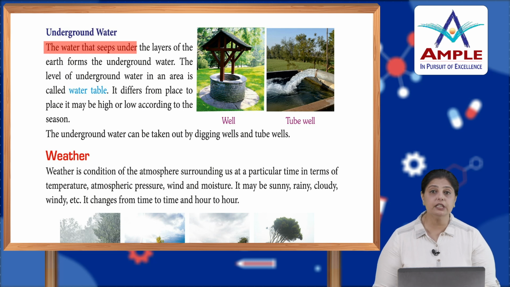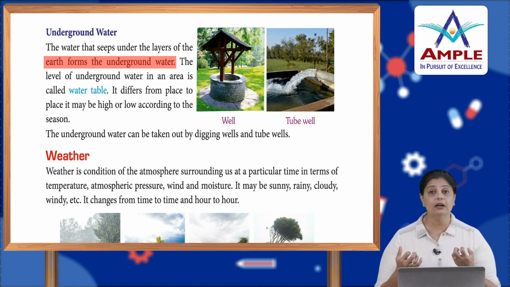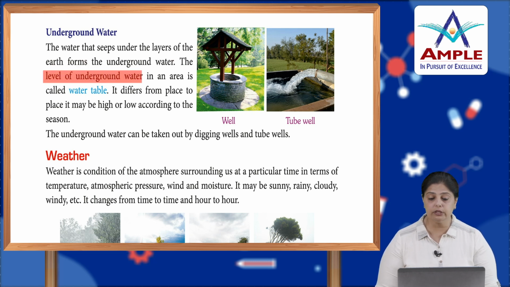The water that seeps under the layer of the earth forms the underground water. So, when it rains, you will see that the water enters under the ground also and gets accumulated. This water that seeps under the layer of the earth is known as the underground water. The level of underground water in that area is called its water table.